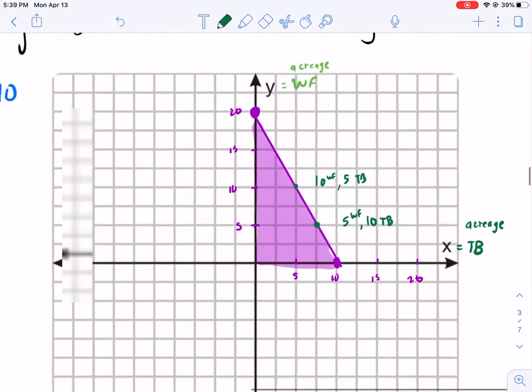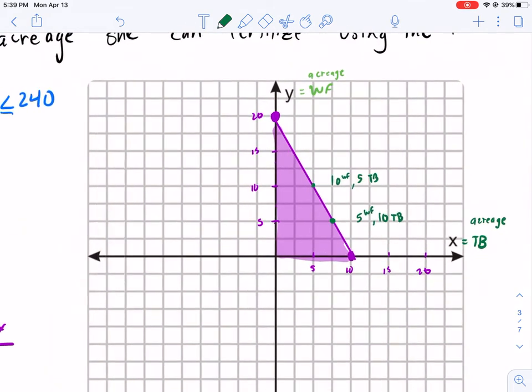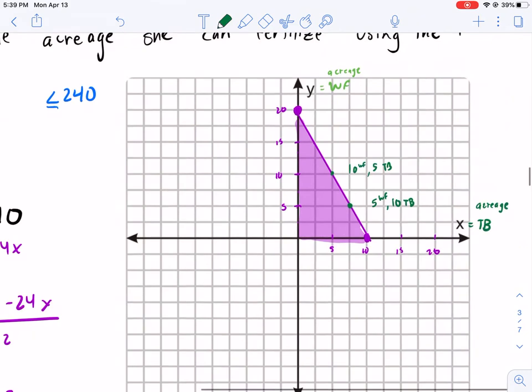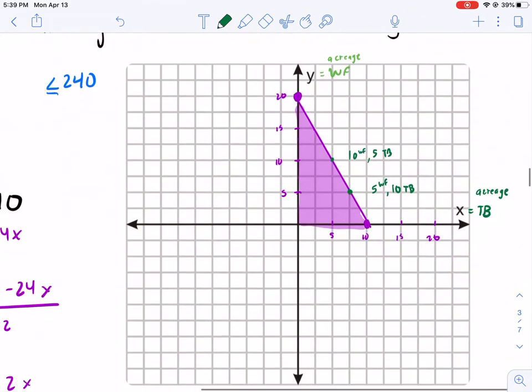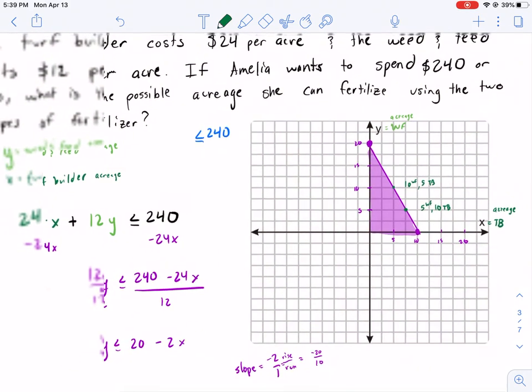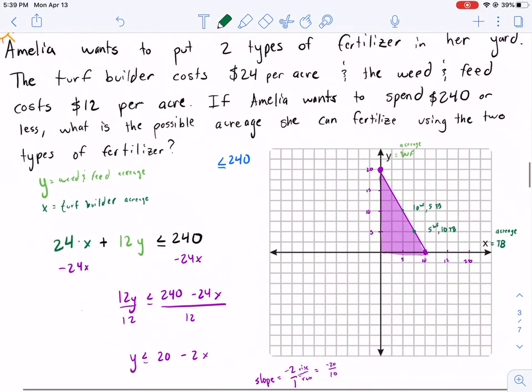So this would give me an idea to make an educated decision on how I should treat this lawn, and doing that within my budget. So this would be a good business tool, just so you guys can see the application.